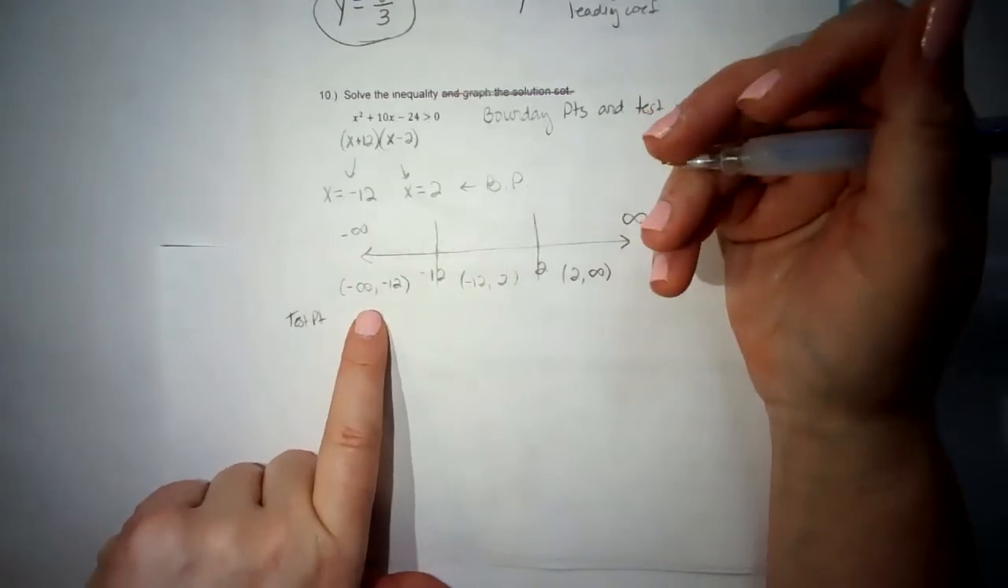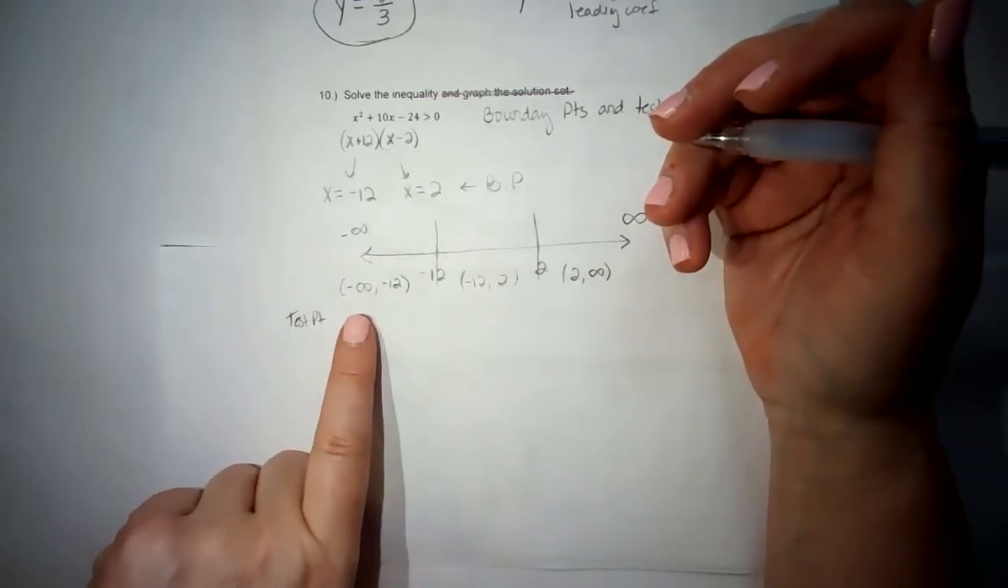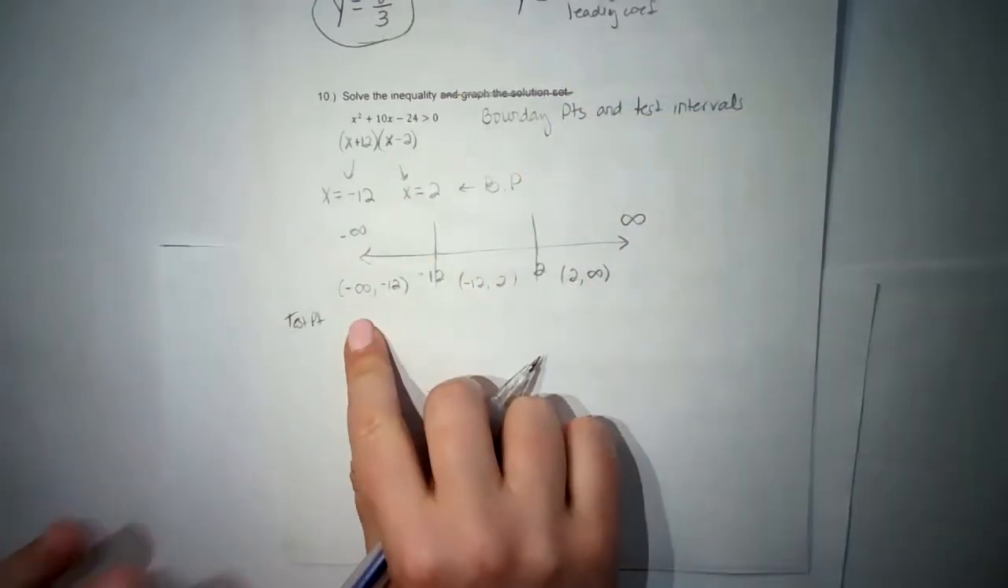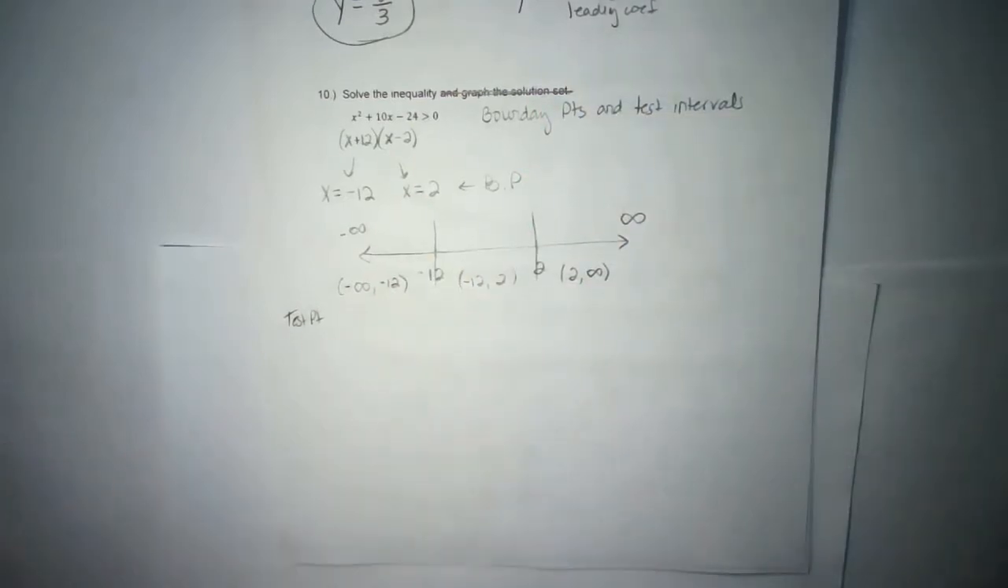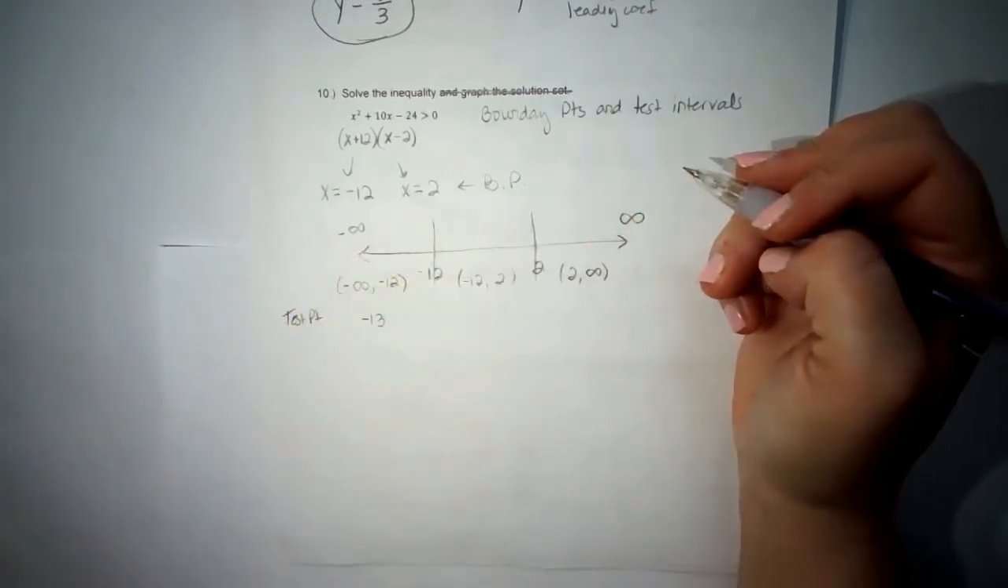We're not going to say 5. Is 5 in this interval? No, it has to be in this interval. So what would be a good number between -∞ and -12? You can't use -12. -13 sounds good to me. I mean, there's no right or wrong unless it's not in the interval, right?